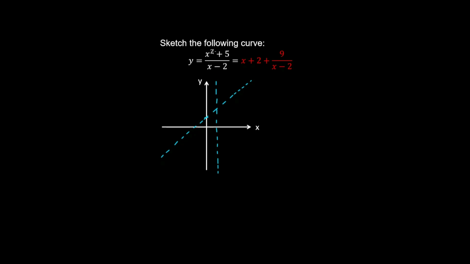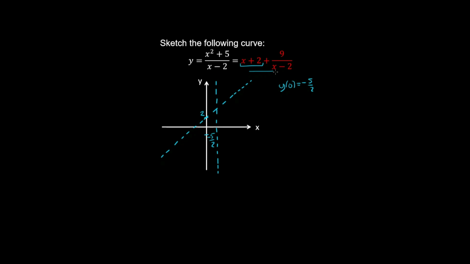Let's sketch the following curve. So because the degree of the polynomial in the numerator is larger than that in the denominator, we use long division to put the equation in this form. And the y-intercept is at -5/2. So that's our first point on the curve. And as x approaches infinity, the curve's going to approach this straight line, because this term becomes dominant. And that's our oblique asymptote, which is a straight line through y equals 2.